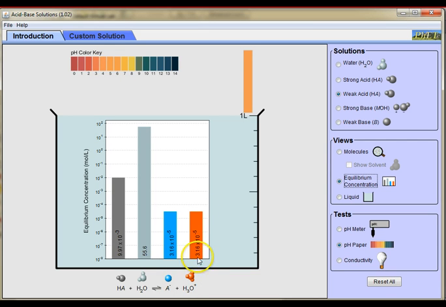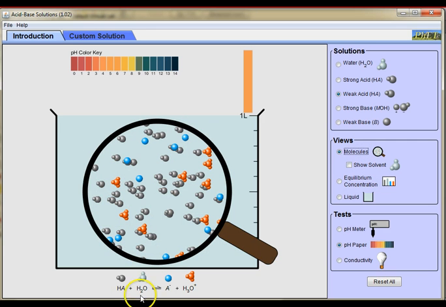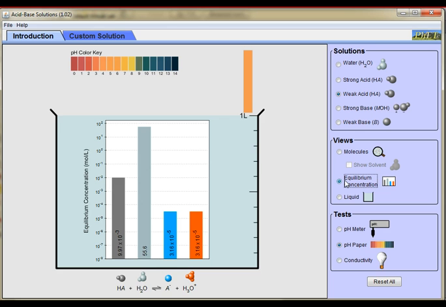You can see that clearly there is no hydroxide ion in this solution. If you look at the molecules, there is no hydroxide ion. In practice there might be a little bit of hydroxide ion, but the concentration is going to be very, very low.